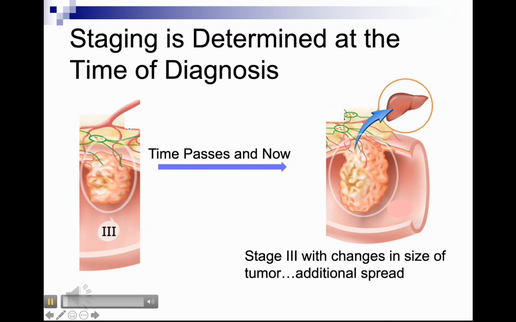Staging is determined at the time of diagnosis. So, for example, this person has colorectal cancer, stage 3 at the time of diagnosis. Several years down the road, there's evidence of liver involvement. This is now stage 3 with changes in size of tumor, additional spread. The stage of the cancer doesn't change. Staging is determined at the time of diagnosis.